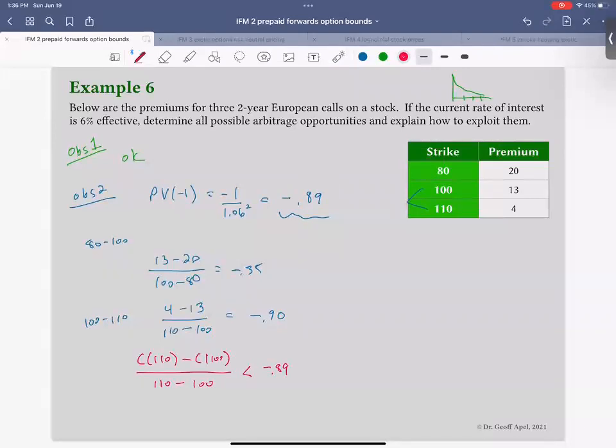So it's the hard part, the negatives. But it was actually less than what it should be. It was more negative than what it was allowed to be for calls. Okay, but that's great. It's actually real simple. I'm just going to multiply the 10 over to the other side, and I'm going to have call 110 minus call 100 is less than -8.9. So this is what I observed.